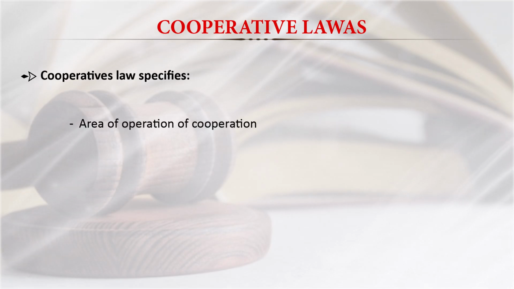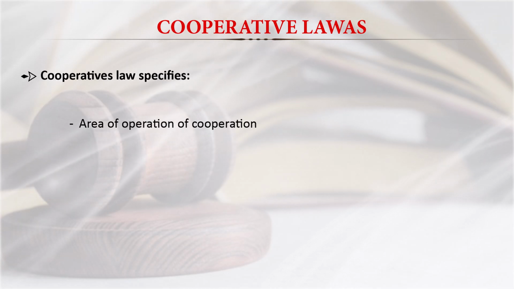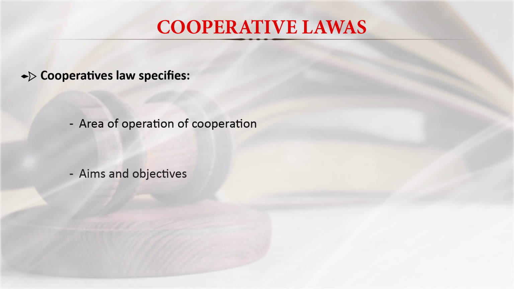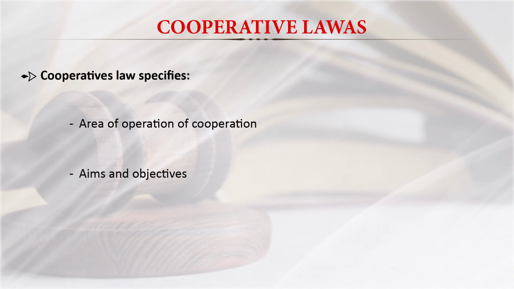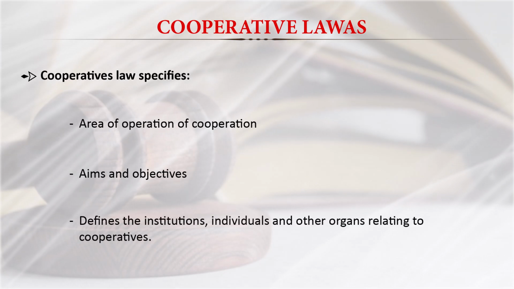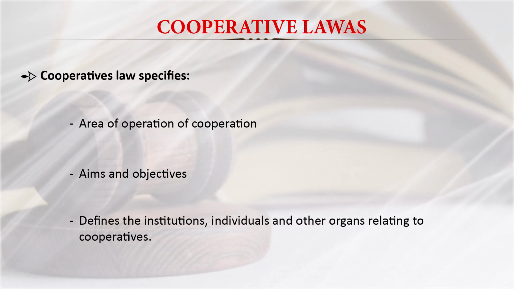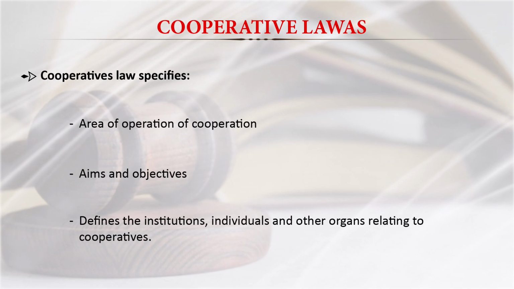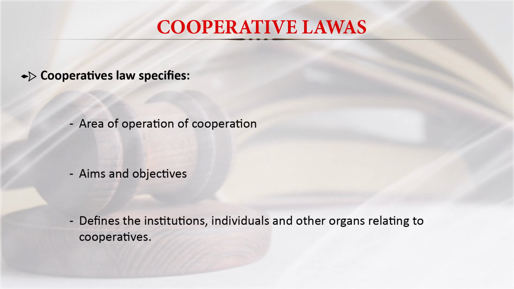One is the area of operation of the cooperative: which areas it will work in, in which sector it will work. Then the aims and objectives, the purpose of the cooperative laws, and the definition of the institution, individuals, and other organs related to the cooperative. So all the structure is also defined in the cooperative laws.